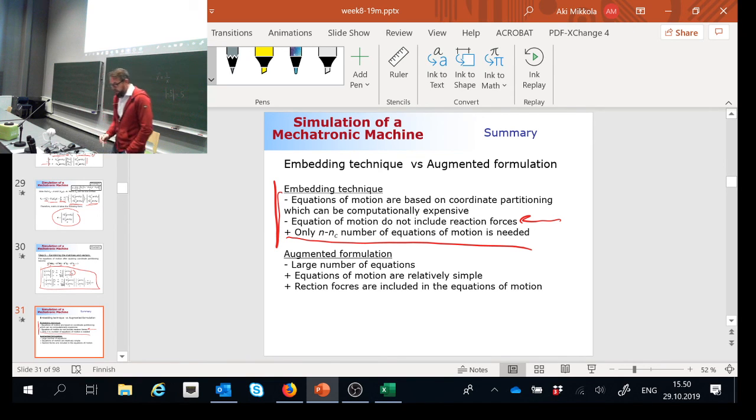Okay? Augmented formulation, large number of equations because the generalized coordinates and constraints will be added together. Not subtracted, but added together. And then equations of motion are relatively simple. Well, yeah, they may be. Reaction forces are included in your results. So those are the two things.